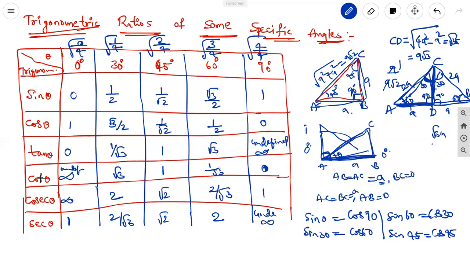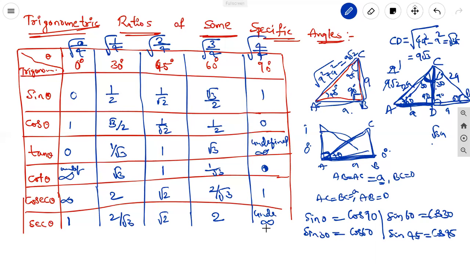And again, tan and cot are inverses of one another: undefined, root 3, 1, 1 by root 3, 0. For the cosecant, it's only the denominators we take: 1 by 0 is infinity, 2, root 2, 2 by root 3, 1. Sec theta is the reciprocal of cos theta: 1, 2 by root 3, root 2, 2, and 1 by 0 is infinity.